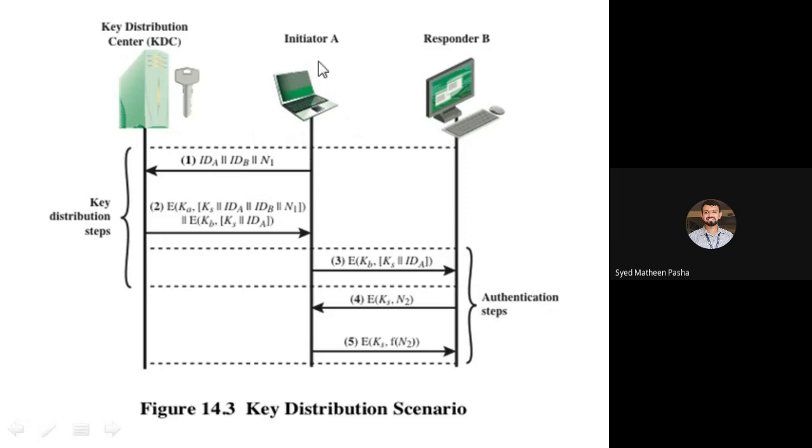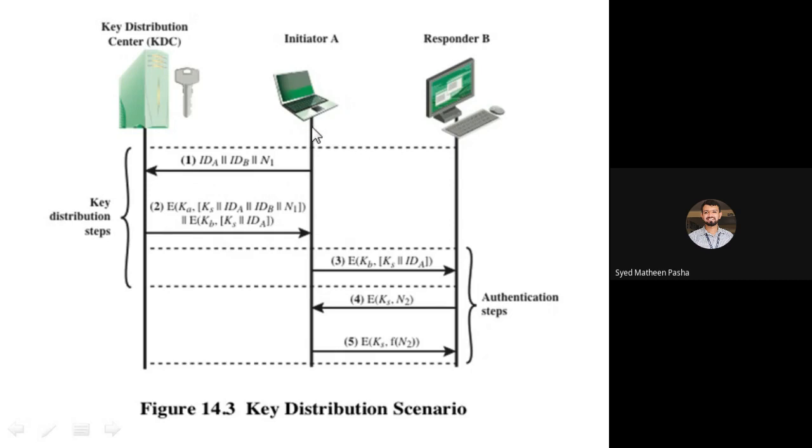Now, what does initiator A have? The initiator has the key depending on the parameters. What are the parameters? The identification numbers of A and B, as well as the number of keys, in encrypted format. So once initiator A has this key, that key is encrypted. Basically, the KDC sends the encrypted key to initiator A.